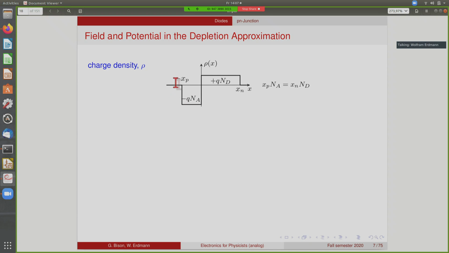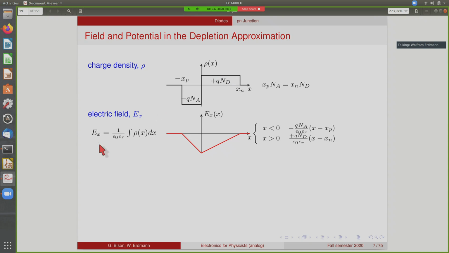So this is the approximated charge density. So it's minus q times the number of acceptors and plus q times the number of donors here, and it's 0 outside. And from the neutrality of the whole thing, we know that, of course, the product of the two must be the same. So the total area under the curve must vanish, otherwise the whole device would be charged.